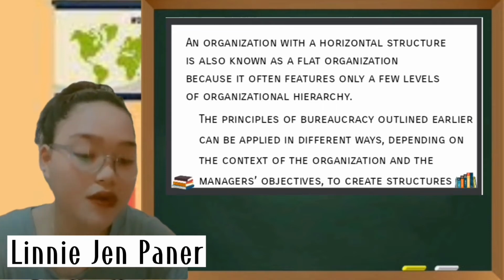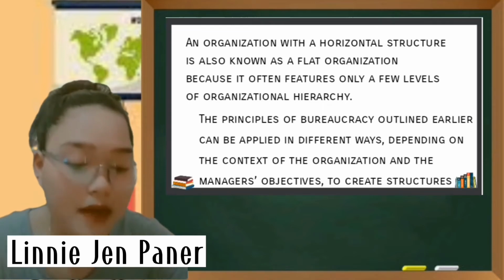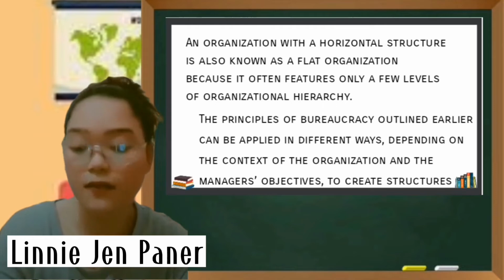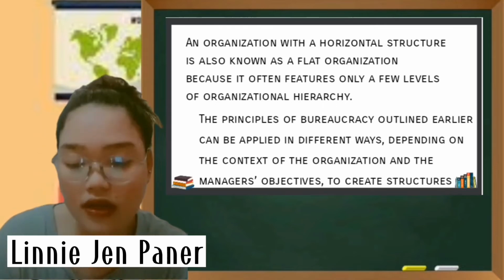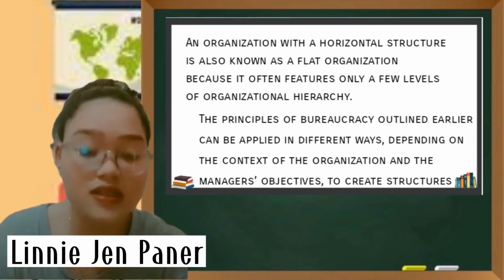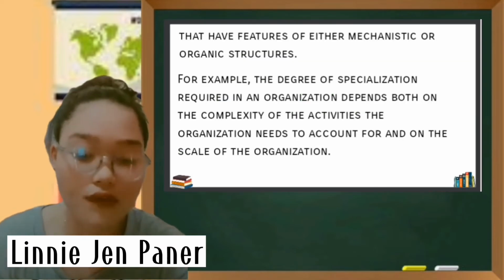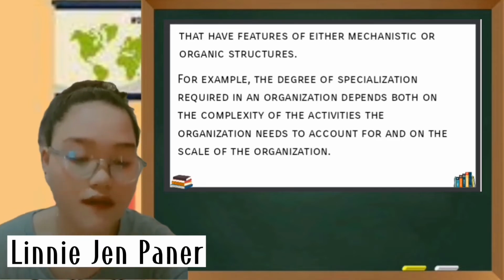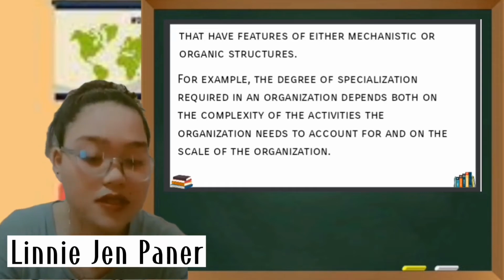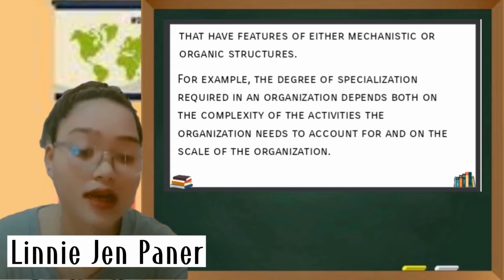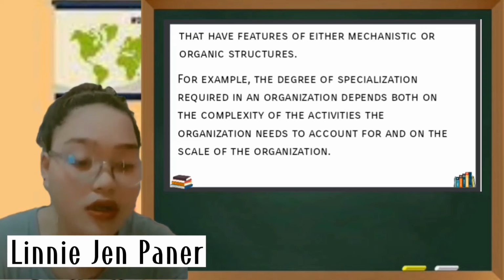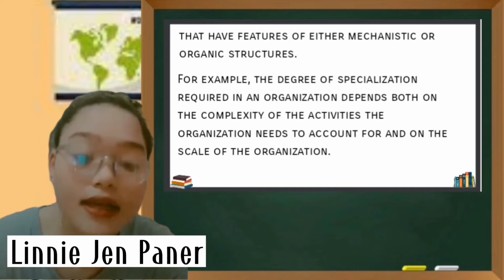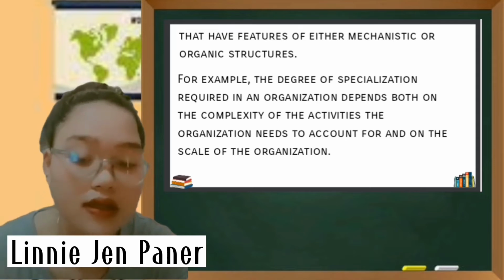The principle of bureaucracy outlined earlier can be applied in different ways, depending on the context of the organization and the manager's objectives. To create a structure that has features of either mechanistic or organic structure. For example, the degree of specialization required in an organization depends both on the complexity of the activities the organization needs to account for and on the scale of the organization.